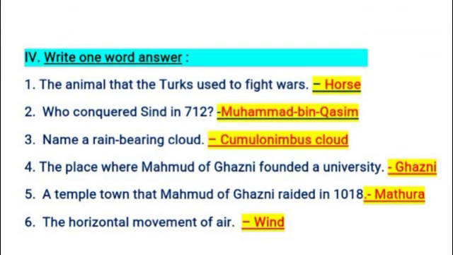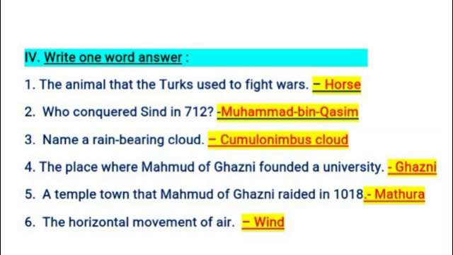So, first question, the animal that the Turks used to fight wars, it is horse. Next, who conquered Sindh in 712? It is Muhammad bin Qasim. Next, name a rain-bearing cloud. It is cumulonimbus cloud. Okay, repeat again. What is the name? Cumulonimbus cloud. Okay. Next, the place where Muhammad of Ghazni founded a university.